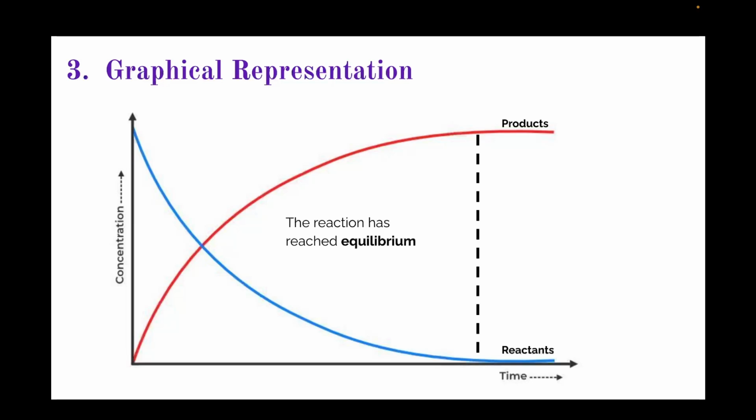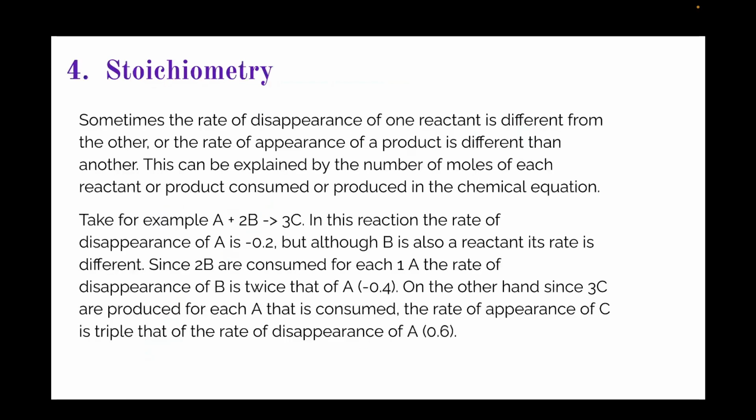And next we have stoichiometry. Sometimes the rate of disappearance of one reactant is different from the other, or the rate of appearance of a product is different than the other.